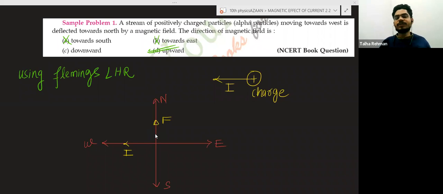So they are asking what is the direction of the magnetic field. First of all, we know force, current, and the magnetic field are mutually perpendicular. So obviously the direction will be either upward or downward.